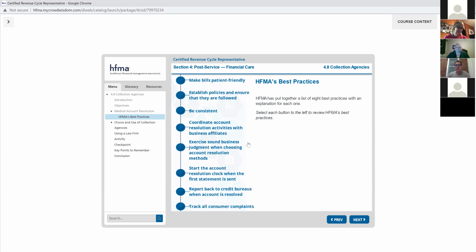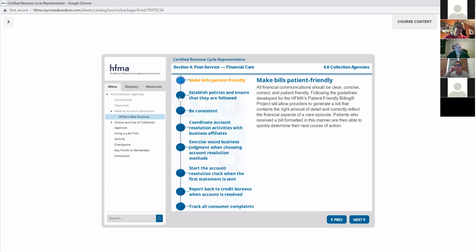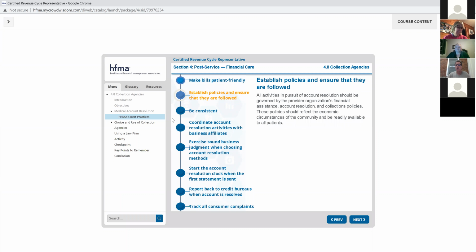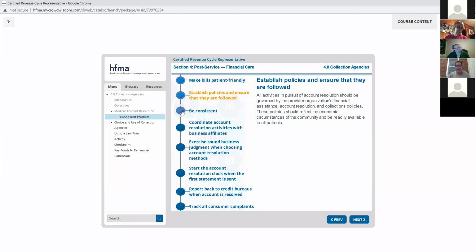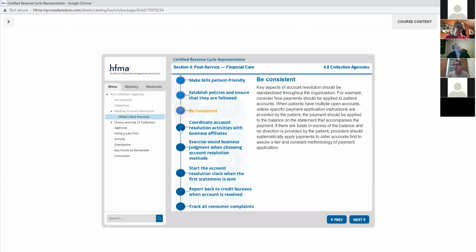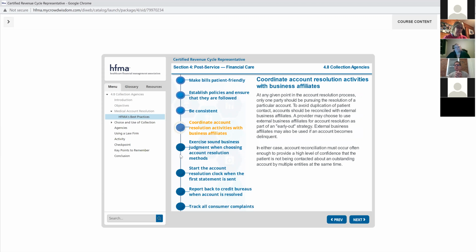Okay, HFMA's best practices. As part of your collection agency or just your overall collection effort, you want to make your patient bills friendly. HFMA does have a patient-friendly billing project that I think they've completed at this point. You want to establish your policies and ensure that they are followed. All activities pursuant of account resolution should be governed by the provider's organization. You want to be consistent with your policies. Make sure your policies are clearly defined and they're enacted consistently throughout the organization. You want to coordinate your account resolution activities with business affiliates, so you don't want any redundancy. So if you have an agency that's doing an early out or someone else is doing an early out, you want to make sure that you coordinate the activities with those affiliates.